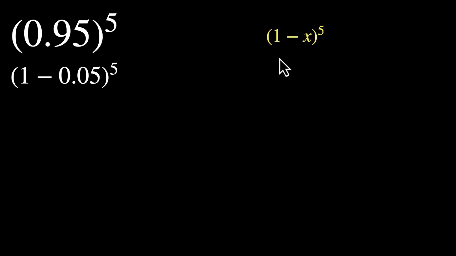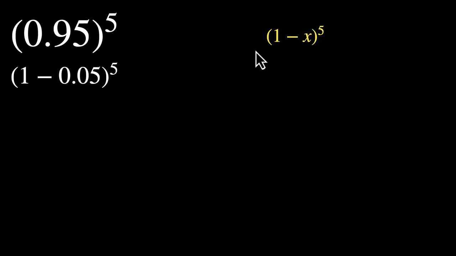Another would be to rewrite this as a sum or difference. We can write 0.95 as 1 minus 0.05. This raised to the power 5 gives us the same thing. Now this looks familiar. This is (1 minus x) to the power n. Here x is 0.05 and n is 5.